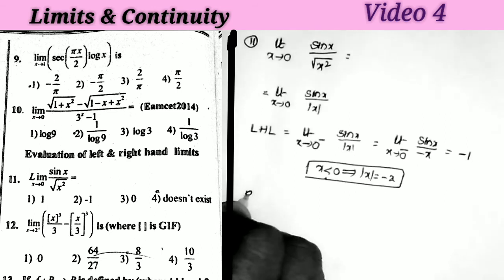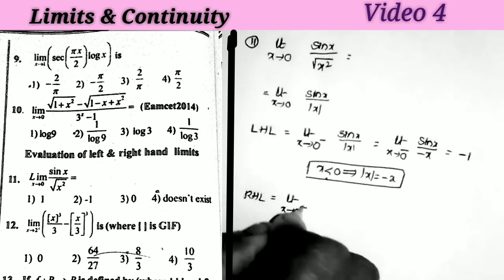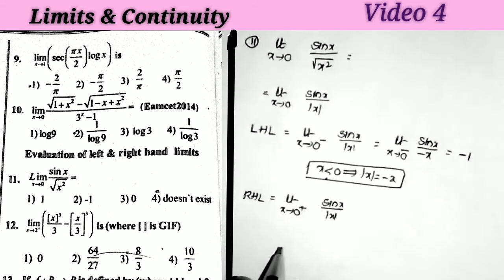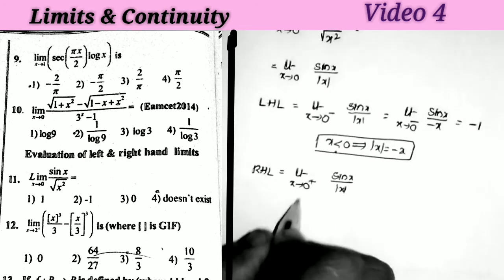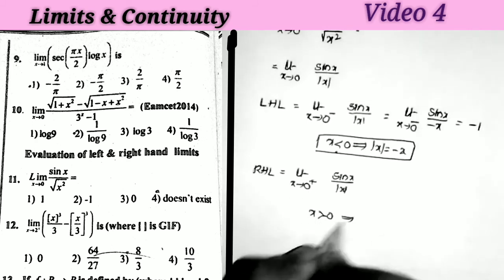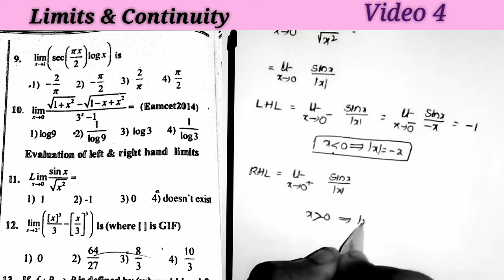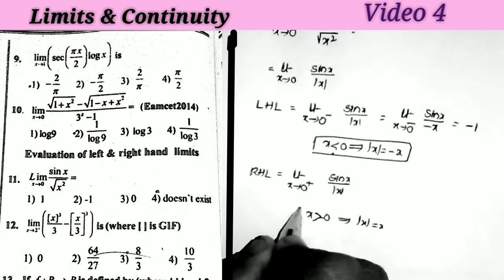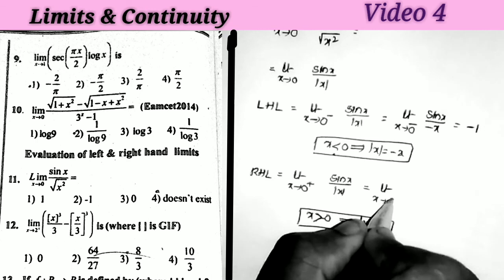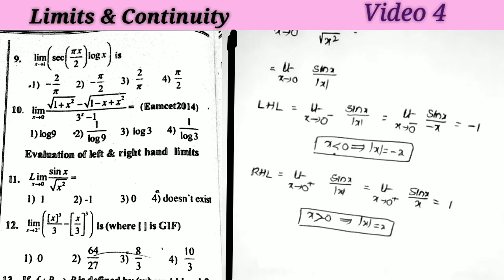Now the next value, the right hand limit. Right hand limit is equal to limit x tends to 0 plus f of x, where f of x is sin x by mod x. Now x tends to 0 plus means values more than 0, that is x greater than 0. Then mod x is equal to plus x. Replacing that value here, limit x tends to 0 plus of sin x by x is equal to 1.